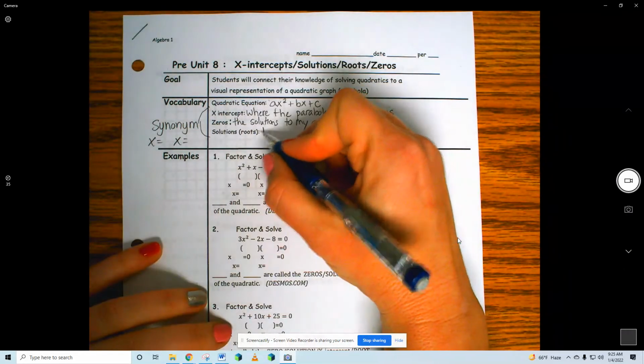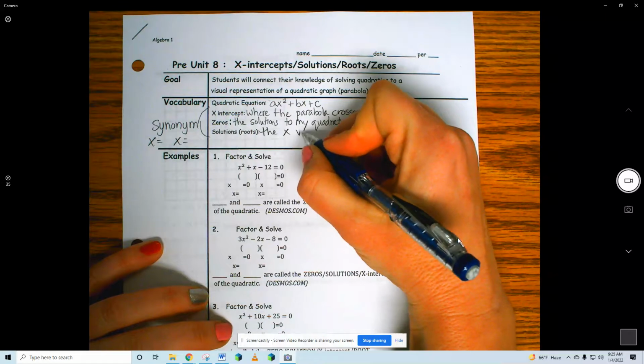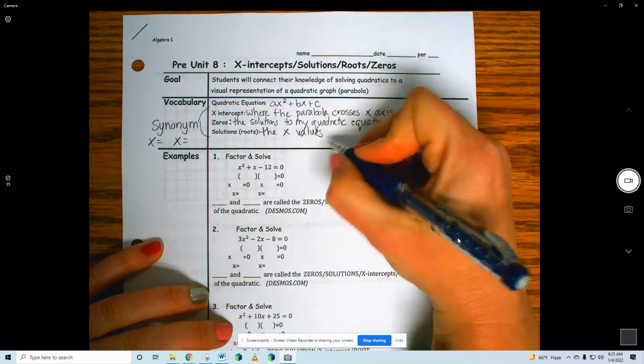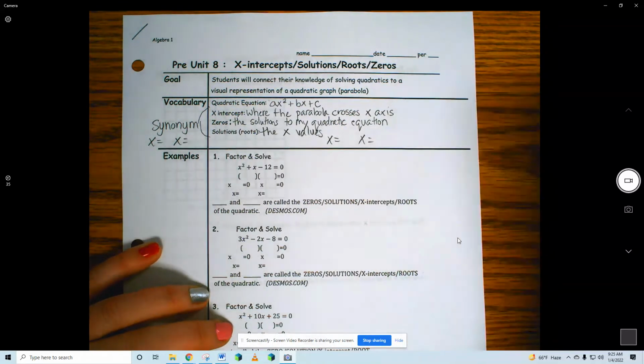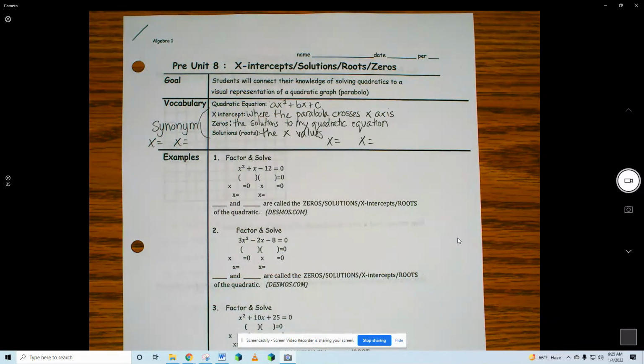The x values. So all of these words that I use all mean the same thing. An x-intercept, that's the actual dot that my parabola is going to hit the x-axis. The x-axis is the horizontal line. A zero, the solution and the roots, these are all the same word.